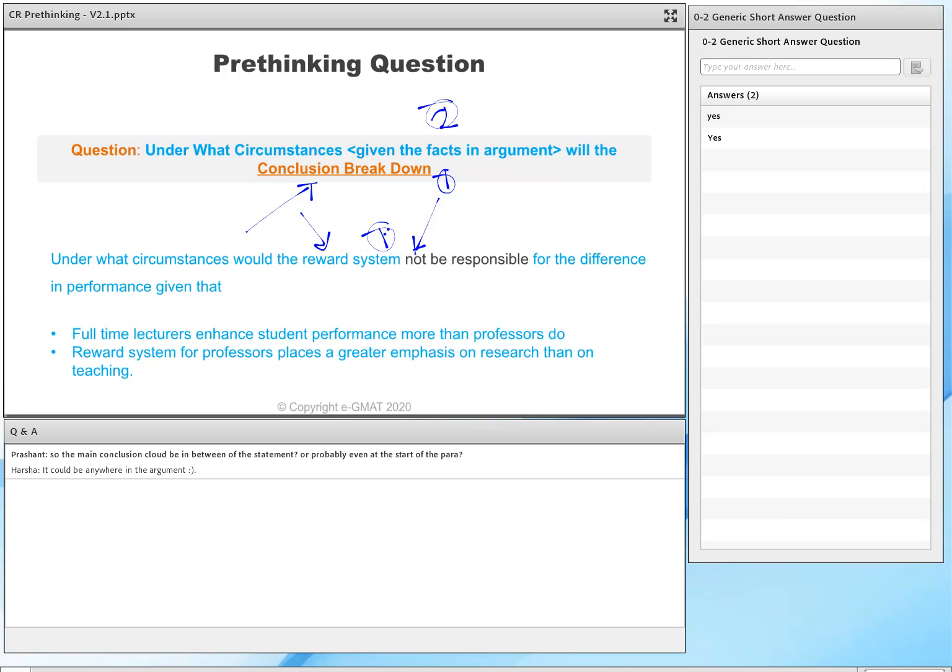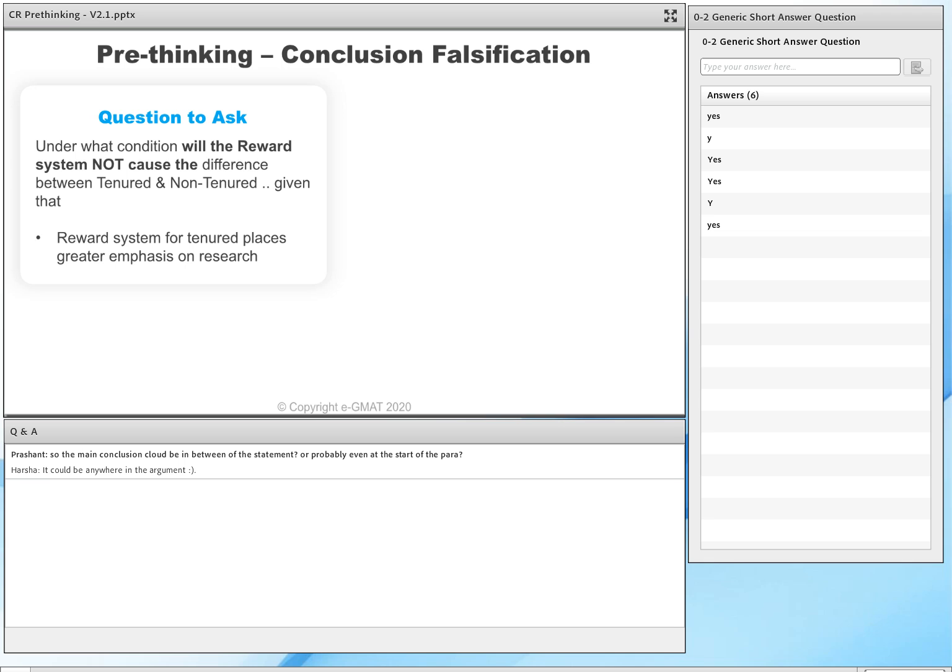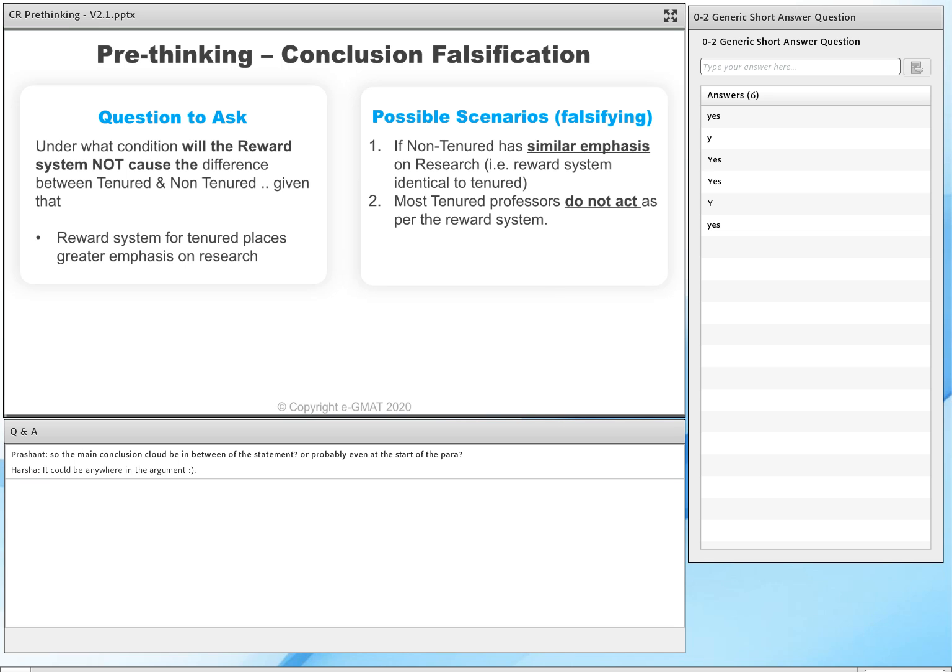Okay. Under what circumstances can we not blame the reward system? What are the facts in the argument? We know that full-time lecturers enhance student performance more than professors do, and we know that the reward system places greater emphasis on research than on teaching. So given these facts, under what circumstances can we not blame the reward system? Let's come up with some of these circumstances. What are my breakdown scenarios?